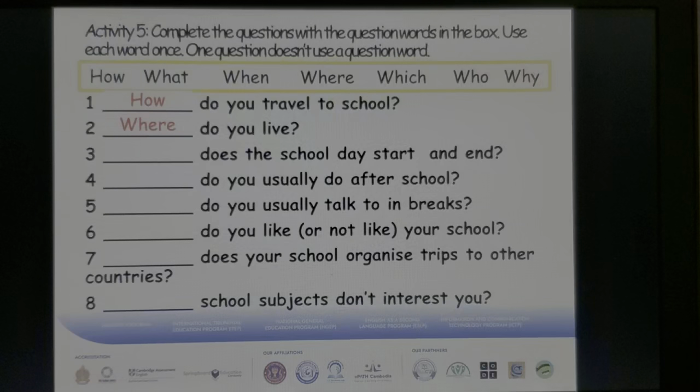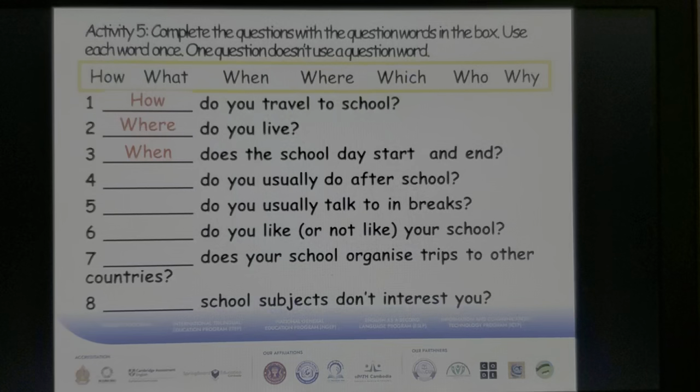Number 3. Does the school day start and end? Okay, so you have already used how and where. So number 3, what is it? It's about time, right? So the question word about time is when, right? When does the school day start and end?